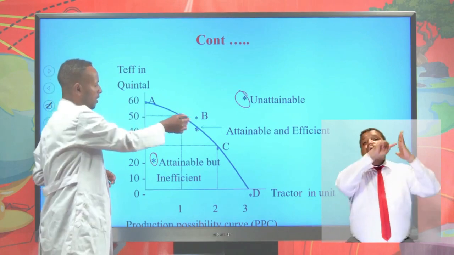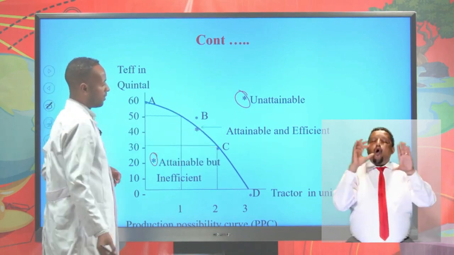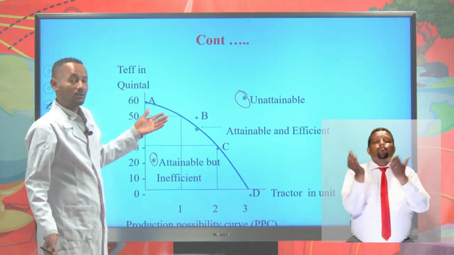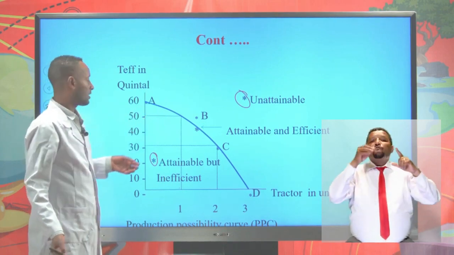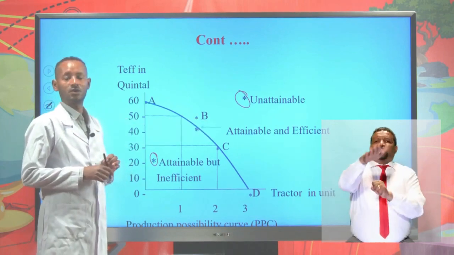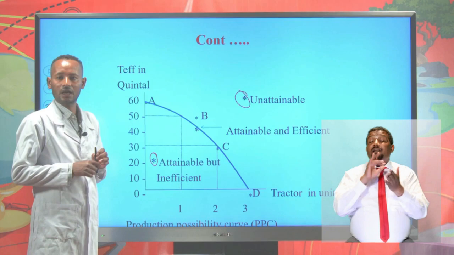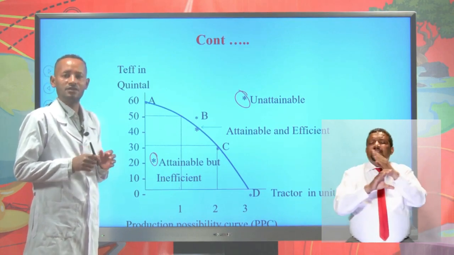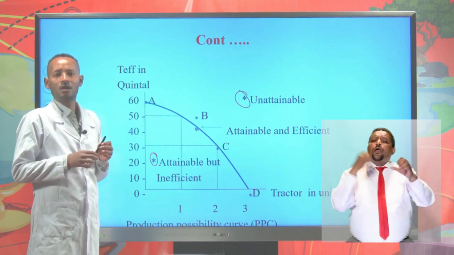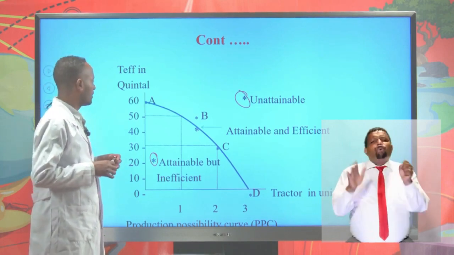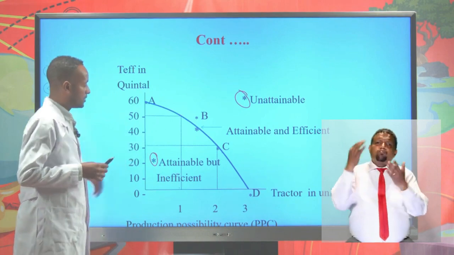Any point on the production possibility frontier or curve represents the attainable and efficient condition. That means the country can produce, and at the same time the country is efficient. The country is employing all the available resources fully to produce the 2 commodities.